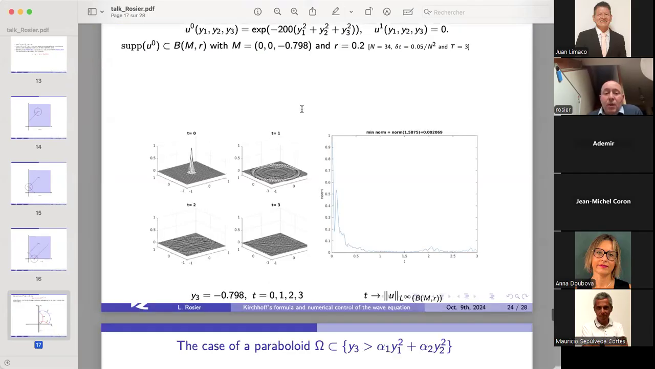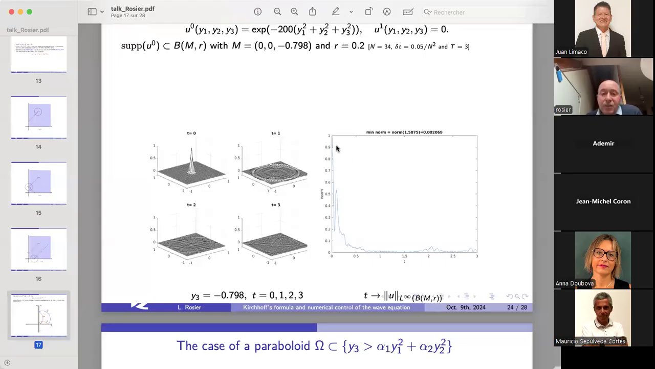Okay, so again, we make a cut of the solution. We say that y3 is this value, and we just look at the solution for this value of y3. Of course, the zone of interest is the zone around the origin, so actually just a neighborhood of the support of the Gaussian. So we have to look at what happens here. Again, we did the numerical computation of the L infinity norm, here taking the ball centered at m and of radius r.